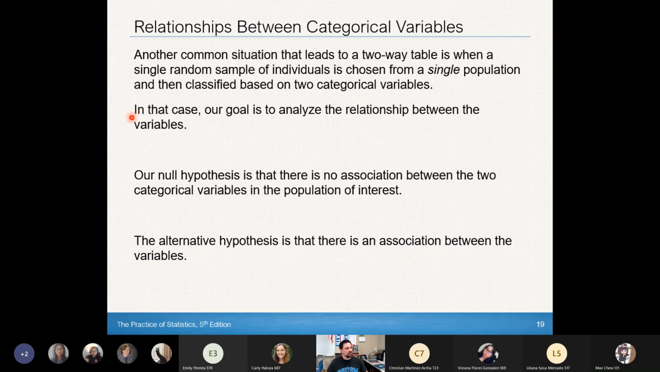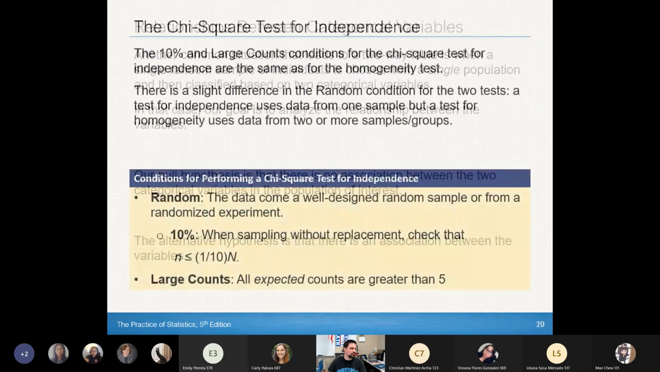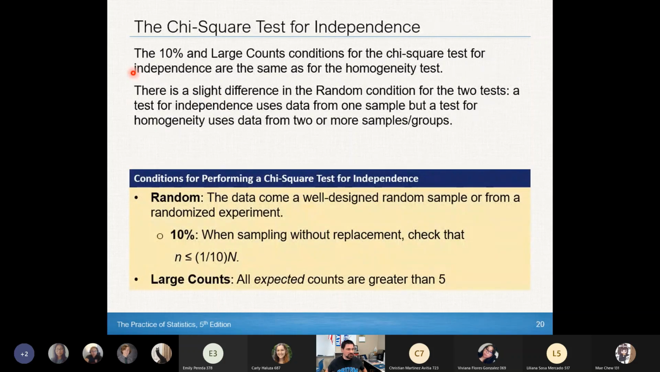So in this case, our goal is to analyze the relationship between the variables. Our null hypothesis is that there is no association between the 2 categorical variables in the population of interest. The alternative hypothesis is that there is an association between the variables. The 10% and large counts conditions for the chi-square test for independence are the same as for the homogeneity test. There is a slight difference in the random condition for the 2 tests.